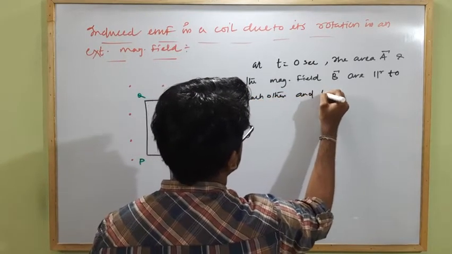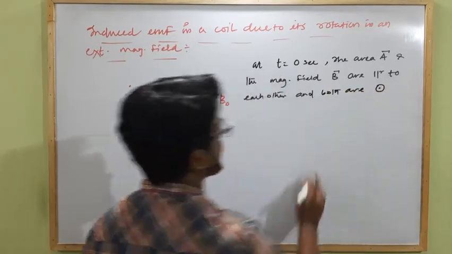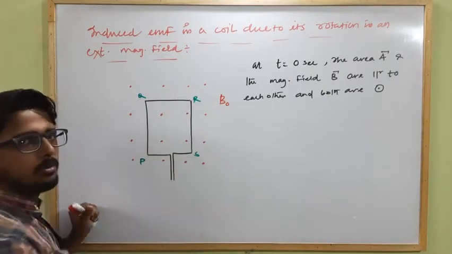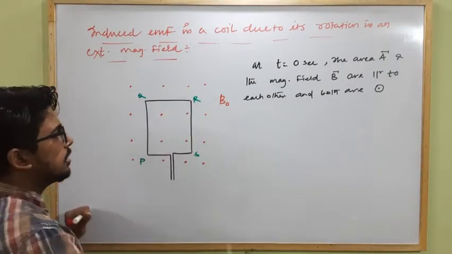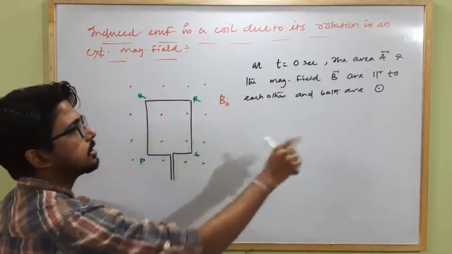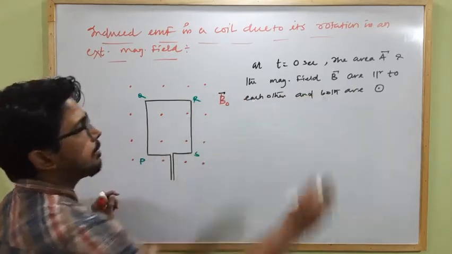Both are out of the plane. Clear? Here the magnetic field B naught is always out of the plane. Clear? And at t equal to 0, the coil is in such a way that its area vector is also out of the plane. Both B vector and area vector are parallel to each other.